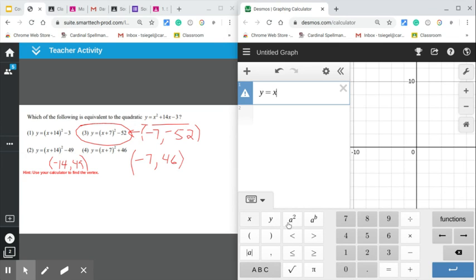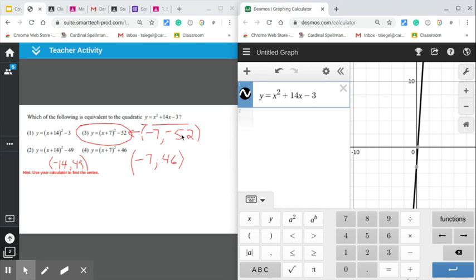Where's my x? Oh, x squared. Sorry, brain freeze. Plus 14x. Or is that old man brain? Minus 3. Okay? Now, this one's a little bit different, right?